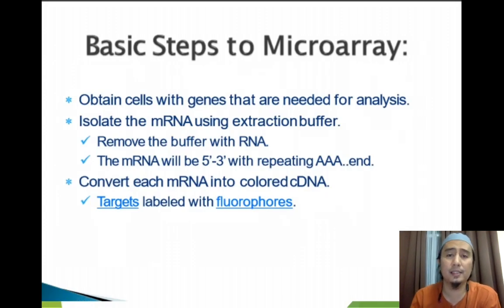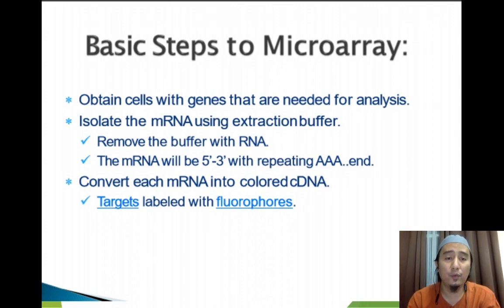Right, so let's go to the basic steps of microarray. First, you have to obtain the cell with genes that are needed for analysis. The advantage of this microarray is that you can run 1,000 samples in one experiment. So if you want to detect a lot of genes, you can use the DNA microarray. So first, you need to obtain a cell with the gene that you want to use for the analysis.